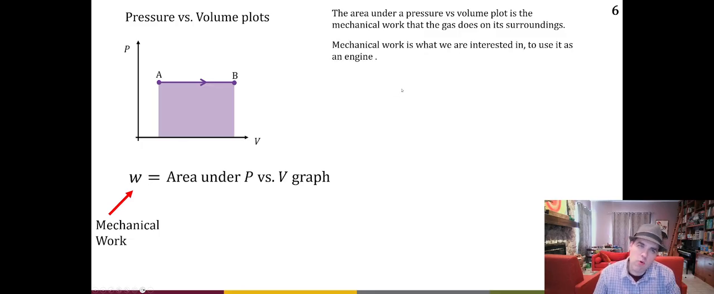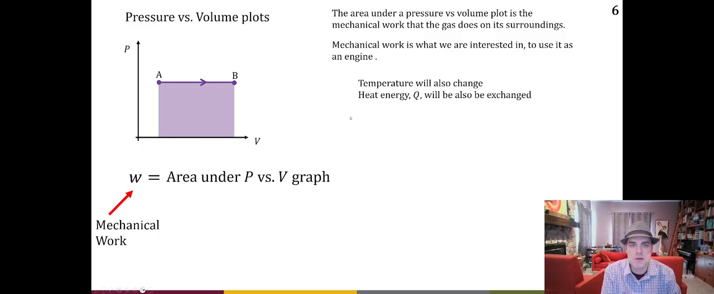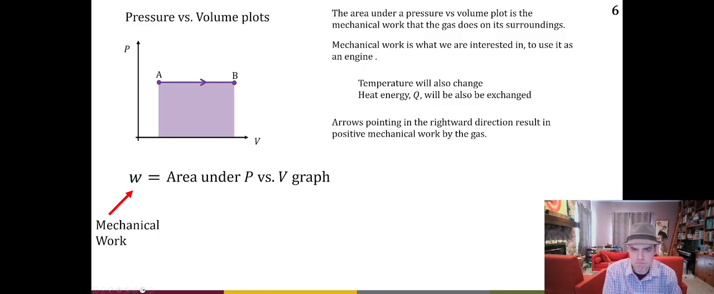And mechanical work is kind of what we're interested in because we eventually want to use this as an engine, a source of energy. We want to use it to do work on things. The temperature will also change while we're doing this. And heat energy will also be exchanged. So there's two things that this is not showing. It's not showing how the temperature changes, and it's not showing how much heat energy goes into it. But from this plot, we can figure out how much mechanical work we're getting out of it.